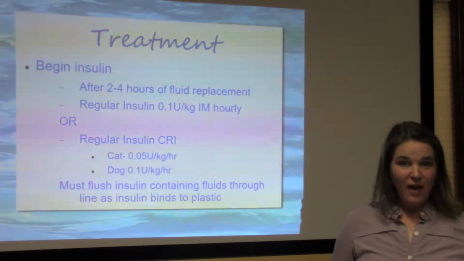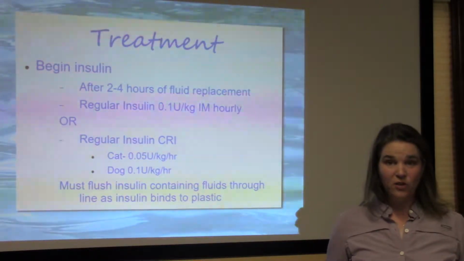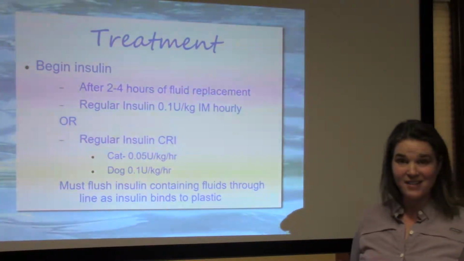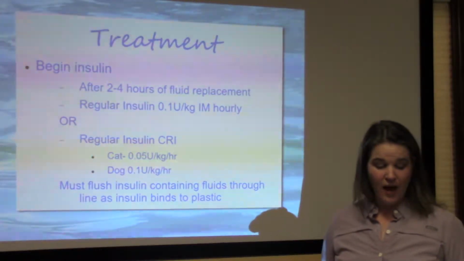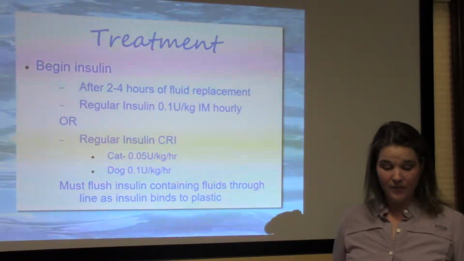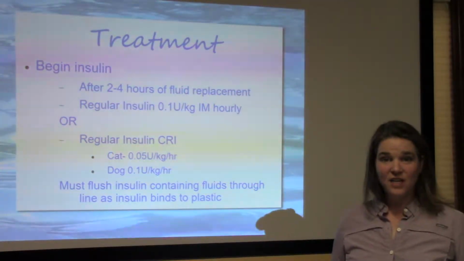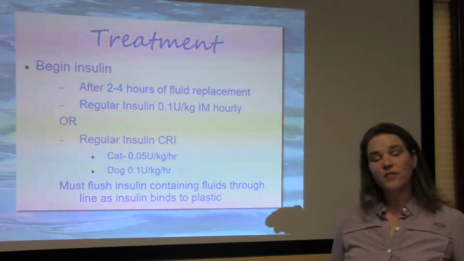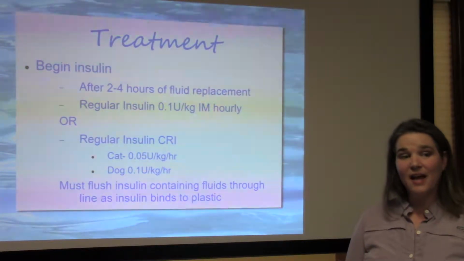After a few hours of appropriate fluid therapy, we begin our regular insulin R. This is a human recombinant fast-acting insulin. You can give injections, IM, every 1 to 2 hours, or begin an insulin CRI. If you do a CRI, and I love CRIs, typically we mix it up in a 250 ml bag, and you have to run out about the first 50 mils because insulin does bind to plastic.